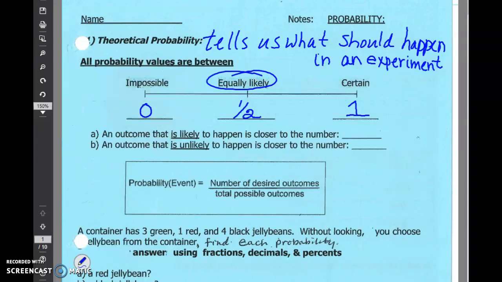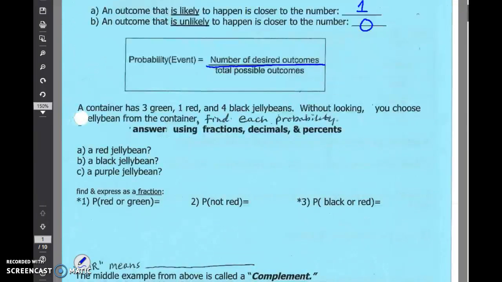If it is likely to happen, then your probability is closer to the number 1. If it is something that is unlikely to happen, it's closer to the number 0. To find the basic probability of any event, we are going to write our answers as fractions. And this fraction is going to be the number of desired outcomes, what it is that we want, over the total possible outcomes altogether.